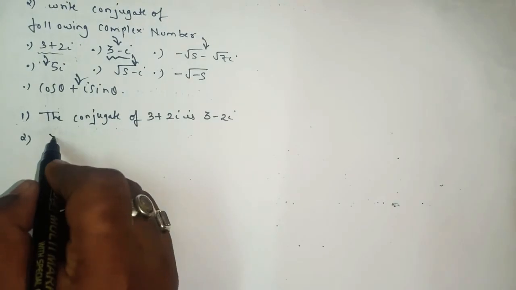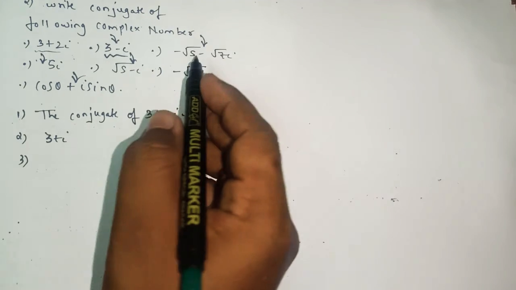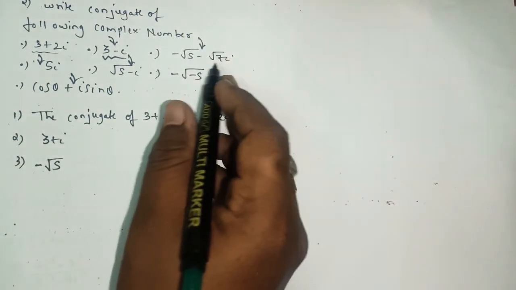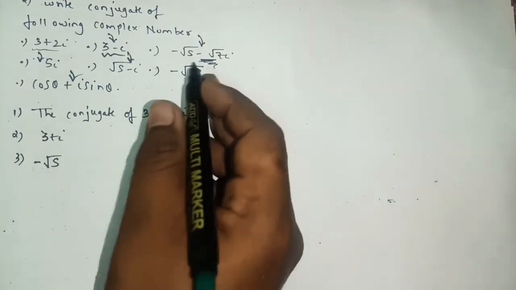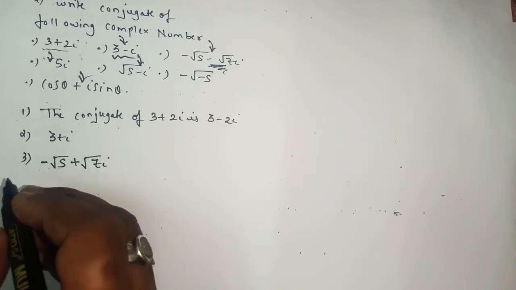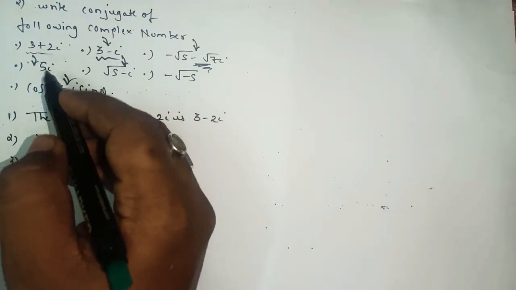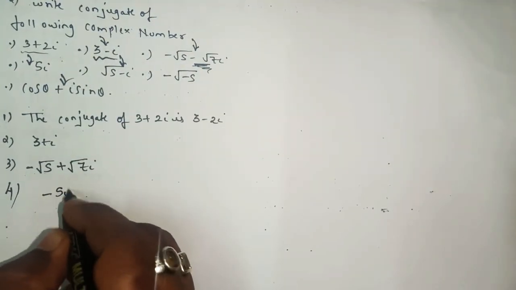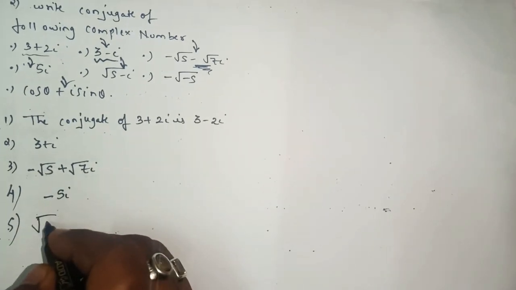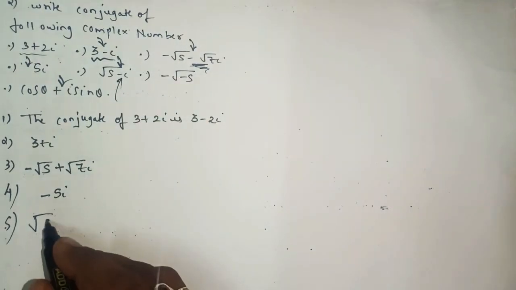For this it is 3 plus i. For the third one, minus root 5. We have to change the symbol for i, so here minus it is there, so this will be plus root 7i. Fourth, 5i which is positive, so its conjugate will be what? Minus 5i. Root 5 minus i, so here symbol is negative, so this will be what? Plus i.